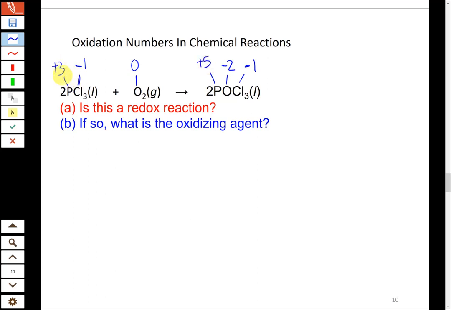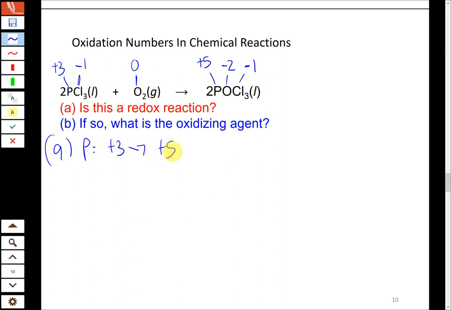So those are the oxidation numbers for all of the atoms on each side of the equation. To identify if it is a redox reaction, we need to see: are there any oxidation numbers that are changing? In any other type of reaction, acid-base or the ones we did last time, precipitation, you won't have any oxidation numbers changing. But for redox reactions, they do. And if we look here, we see that phosphorus is going from +3 to +5. So that oxidation number is changing.